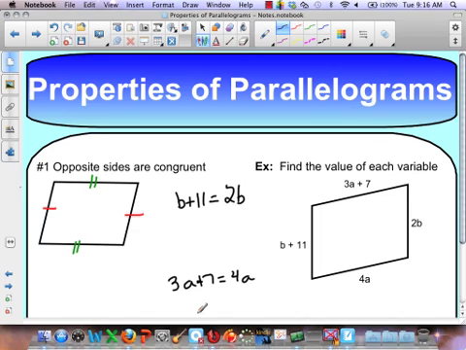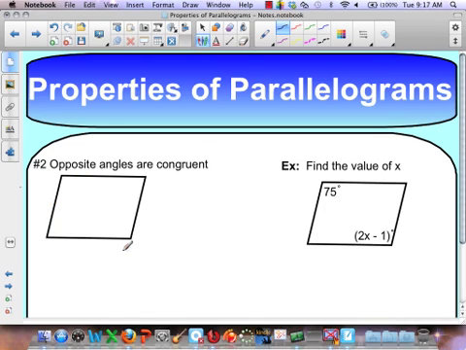Okay, what was the next property that you guys learned about? Zue, what was the second thing you learned from that activity? And where are those equal angles? Well, it's basically almost the same thing. We have opposite angles are congruent. So our opposite angles are congruent.